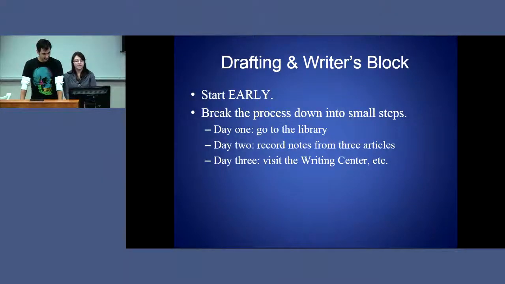Day 2, record notes from 3 articles. The more articles you find, the easier it is to write your paper, the more things you have to bounce off of. Your research should be kind of like the building stones to your paper. The more you have, the easier it is to connect ideas.